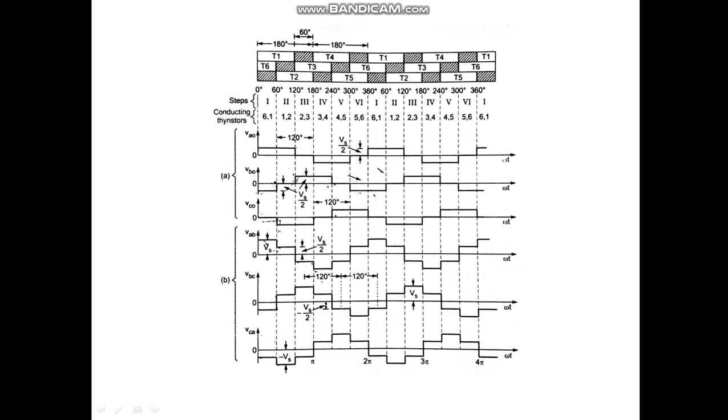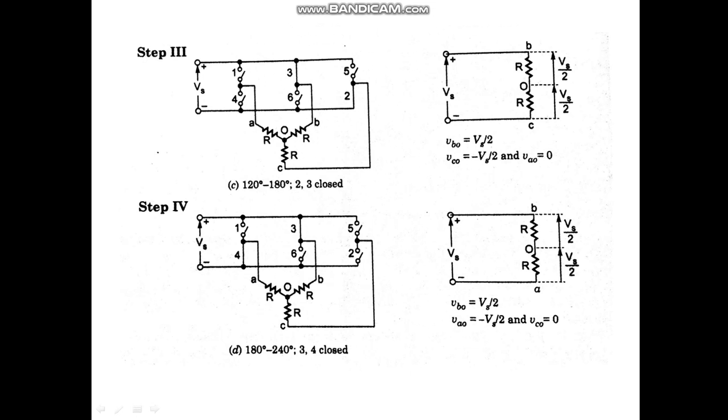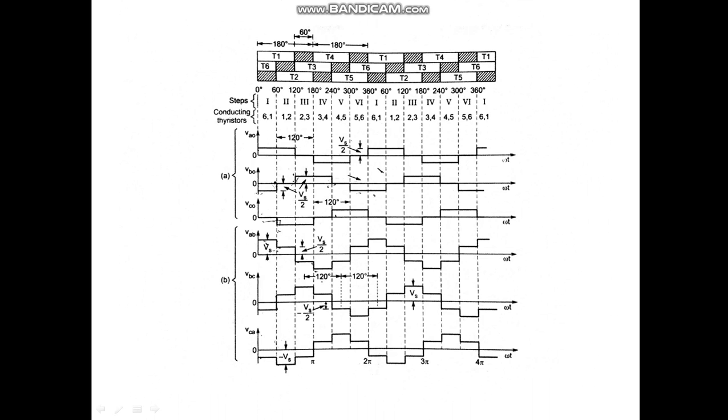So we can see that each interval is of 60 degrees, and now we'll consider switch T1. In the previous case, it was conducting for 180 degrees. If you don't remember, let me show you. See here, switch T1 was conducting for 180 degrees. Now here, that is a major change. Each switch will conduct for only 120 degrees. When T1 is fired, after 60 degrees, T2 will be fired.